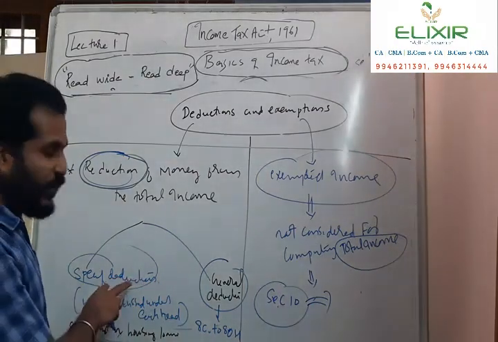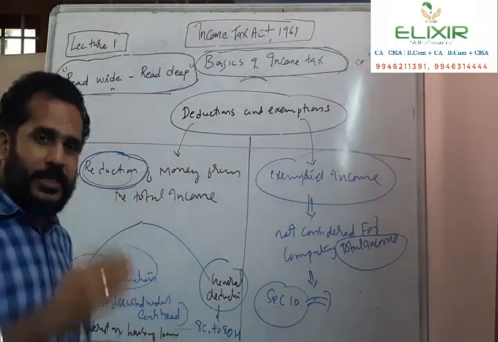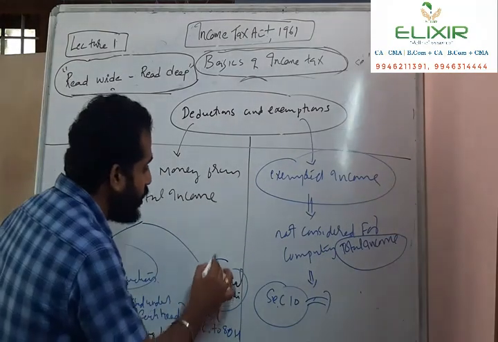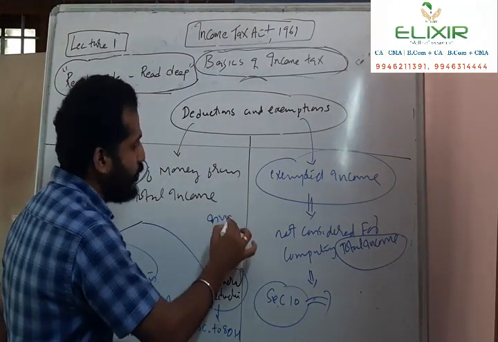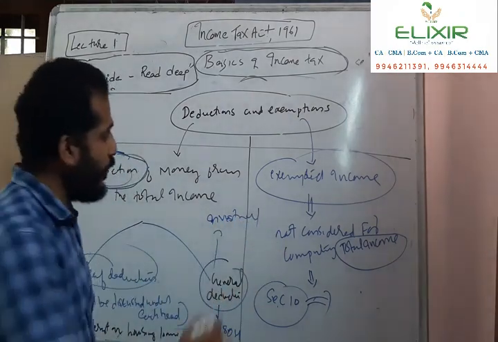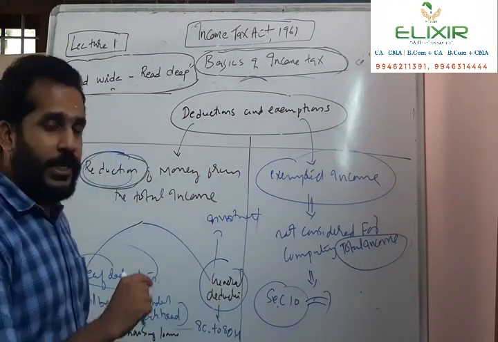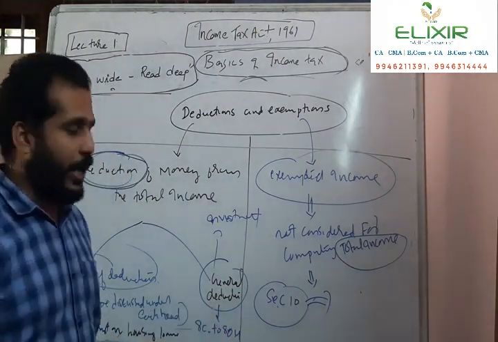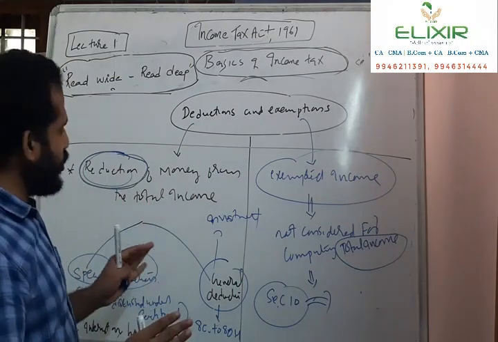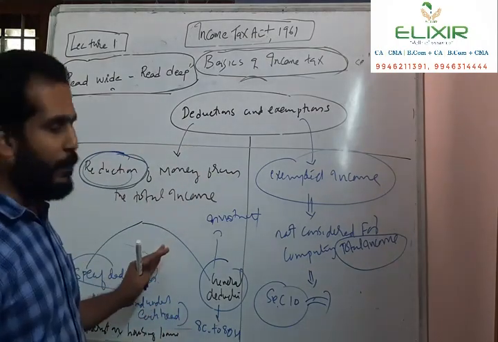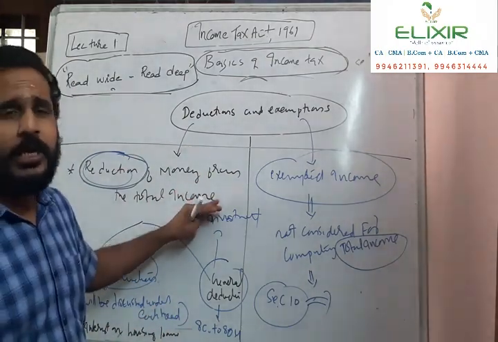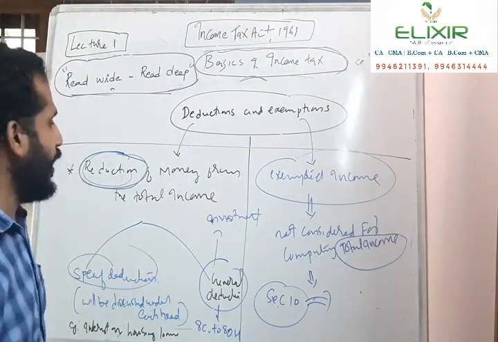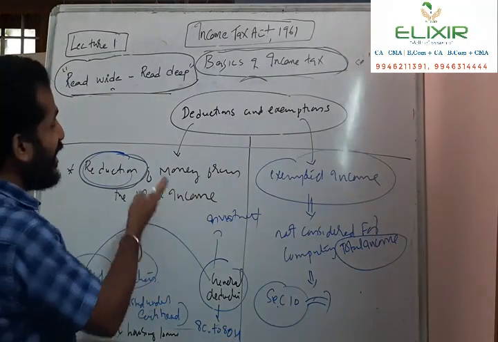Okay, so there are specific deductions which will be discussed under each head, and there are general deductions. These are deductions based on our investment. These deductions are dealt with under sections 80C to 80U. Okay, so this is the part of deduction. It is a reduction of money from the total income. Total income means the sum of the income classified under the 5 different heads. Okay, so this is the reduction part.